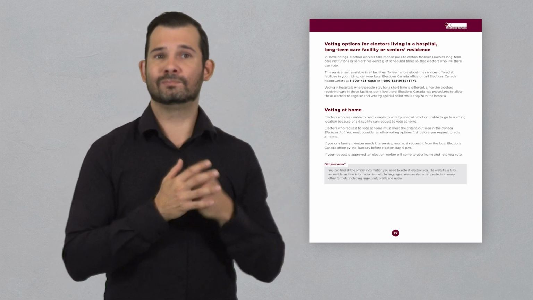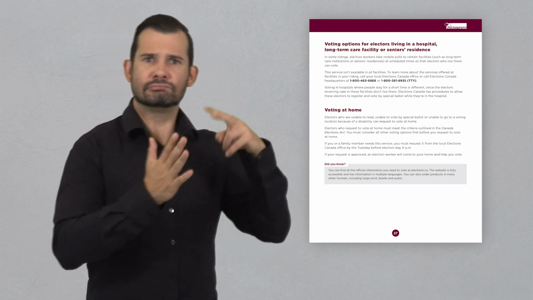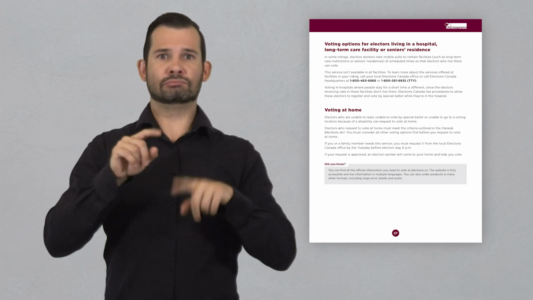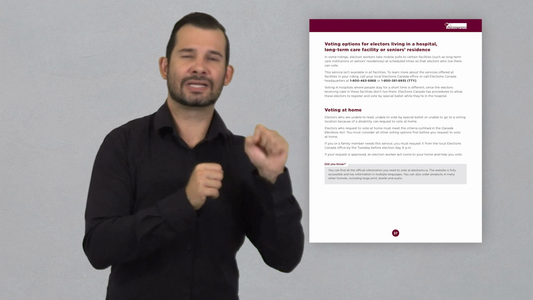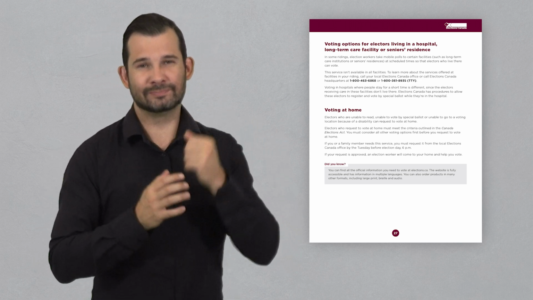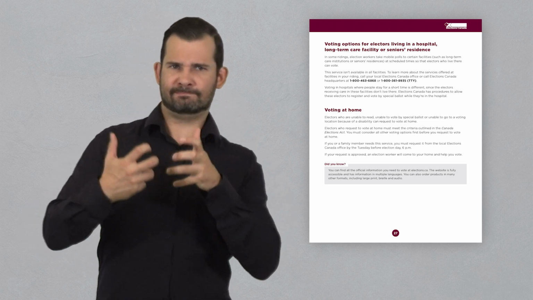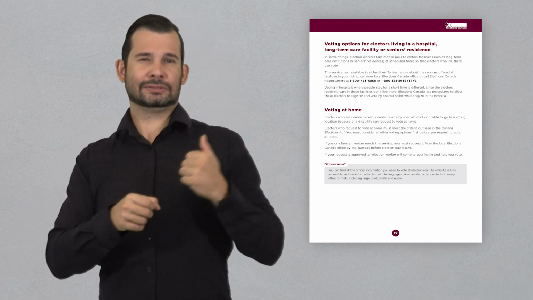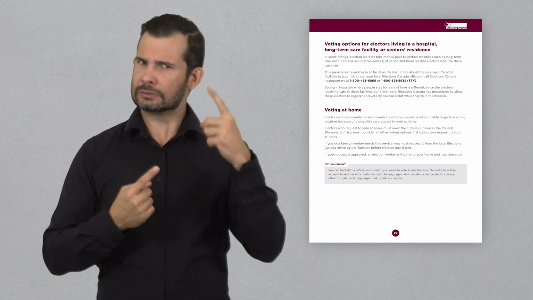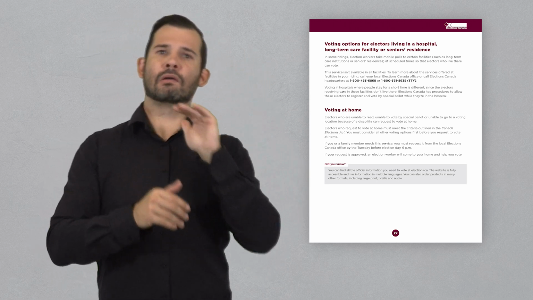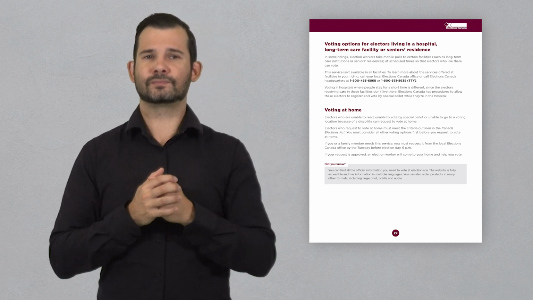Voting at home. Electors who are unable to read, unable to vote by special ballot, or unable to go to a voting location because of a disability can request to vote at home. Electors who request to vote at home must meet the criteria outlined in the Canada Elections Act. You must consider all other voting options first before you request to vote at home.